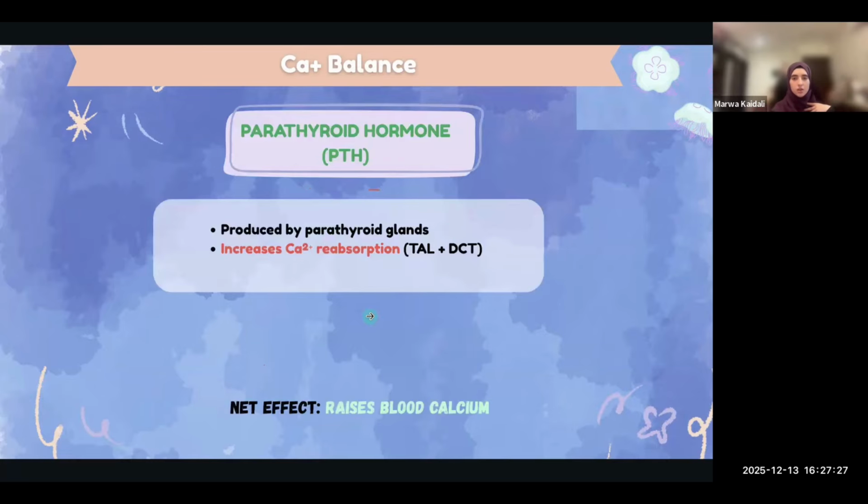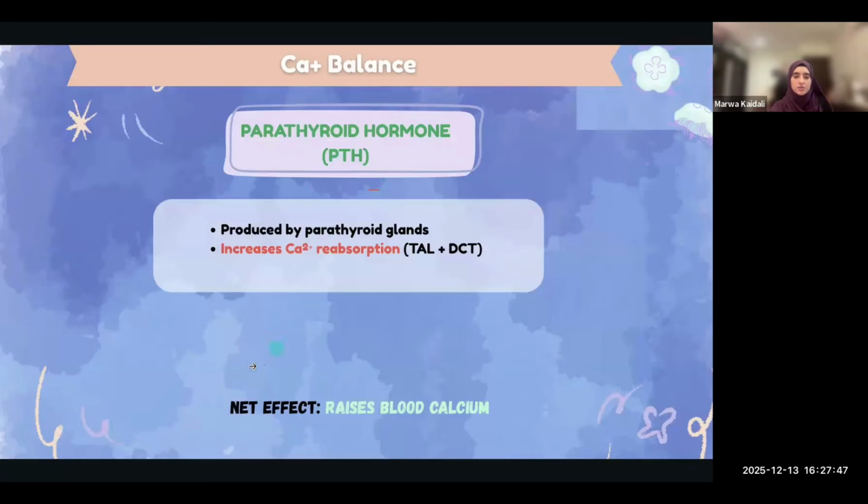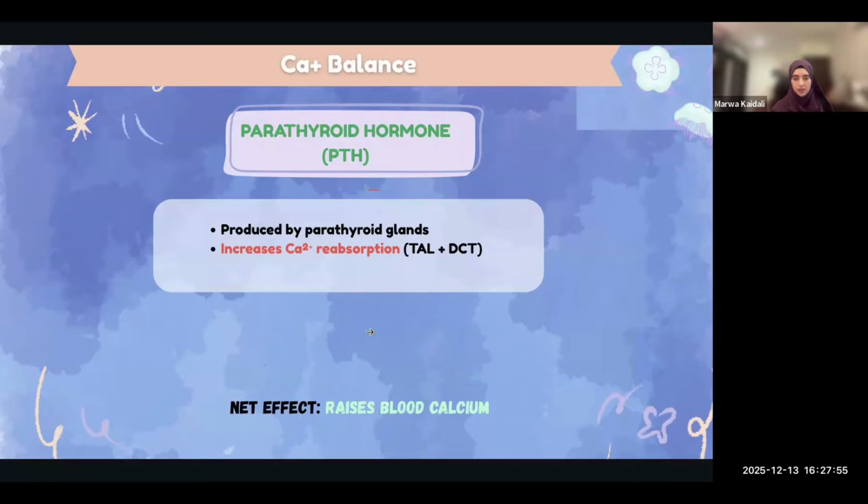So we have PTH. We already mentioned it when we talked about calcium reabsorption. We talked about how calcium, when it gets reabsorbed transcellularly in the distal tubule, is going to have calcium channels to go in. Now, PTH actually affects these calcium channels and it's going to increase the reabsorption through these calcium channels. Okay, so this is how PTH is going to work. So the net effect of PTH is that it's going to raise the blood calcium. Okay, so PTH is going to increase reabsorption of calcium.